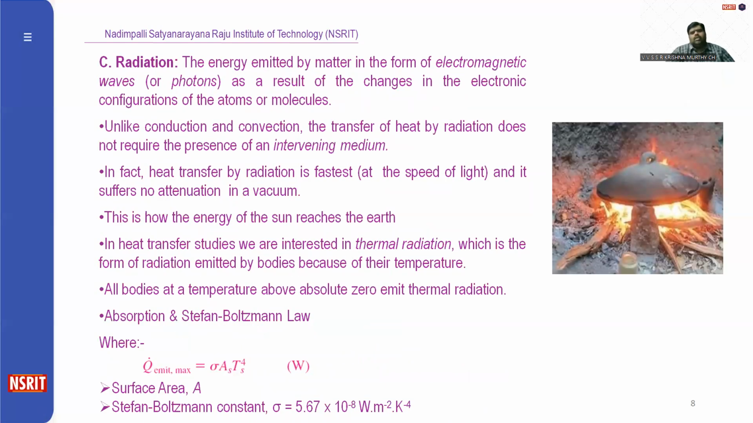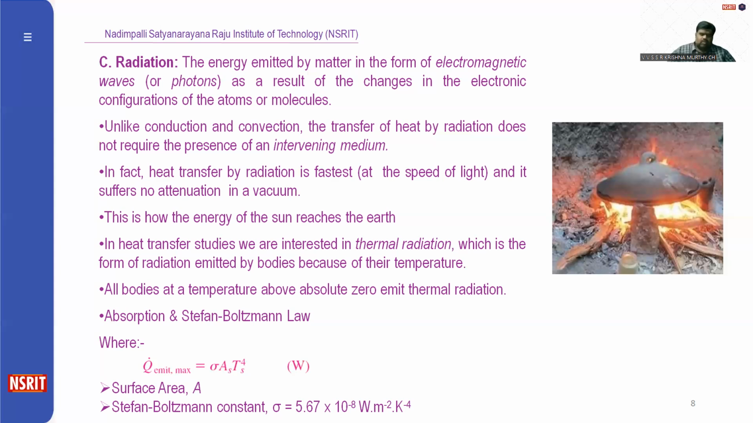The next mode of heat transfer is radiation. Unlike these two, radiation is a different mode of heat transfer which takes place without any medium. For example, in our brain there are numerous nerves, and there is a transfer of energy from one nerve to another nerve. So, within space, if there is a transfer of heat, then it is called radiation heat transfer. In fact, radiation is as fast as light and suffers no attenuation in vacuum.